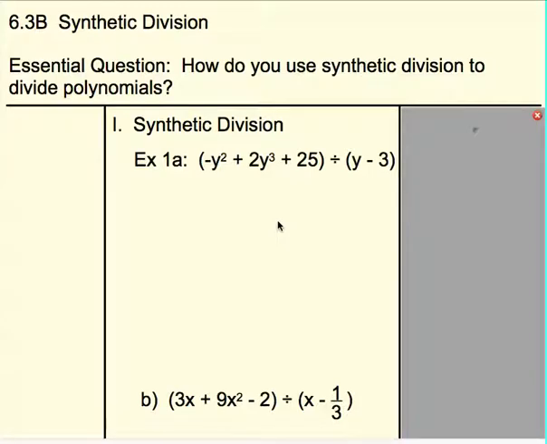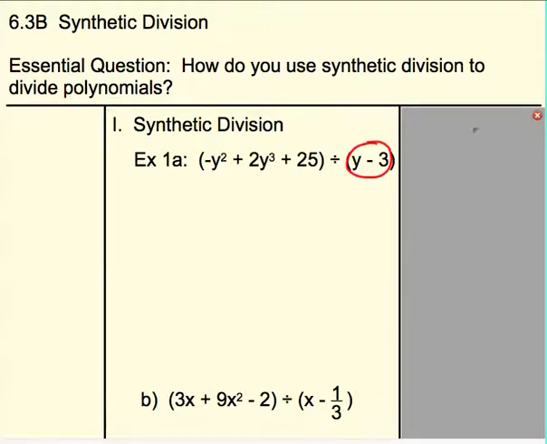So some of you are going to be a little bit upset that I taught you long division, because now I'm going to teach you something called synthetic division, and it's actually a lot easier than long division. The reason I had to teach you long division is because synthetic division only works in certain cases, and those certain cases are when the binomial we're dividing by has a lead coefficient of 1.